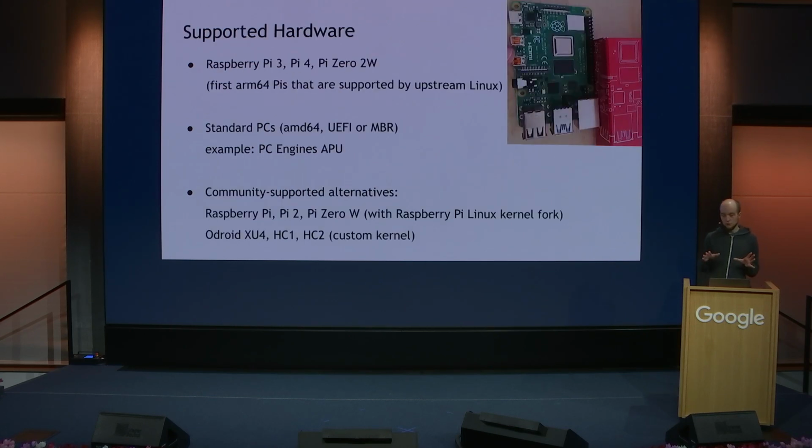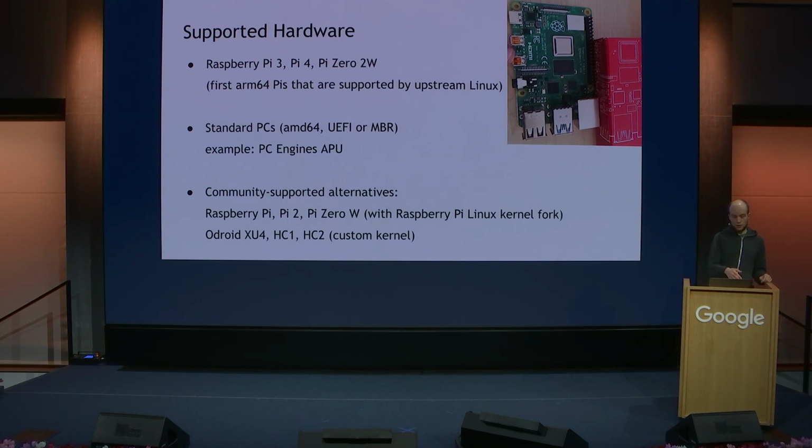All right, so now that you know roughly what's going on under the covers, where can you actually run the system on? I've already mentioned a couple of times that it runs on the Raspberry Pi, and in fact on the Pi 3, that was the first version of the Raspberry Pi that the project supported, because the Pi 3 was the first 64-bit CPU that was supported by upstream Linux, whereas the older Pis were using a non-64-bit CPU, and those actually needed the Raspberry Pi Linux kernel fork, which is not the same thing as upstream Linux, right?